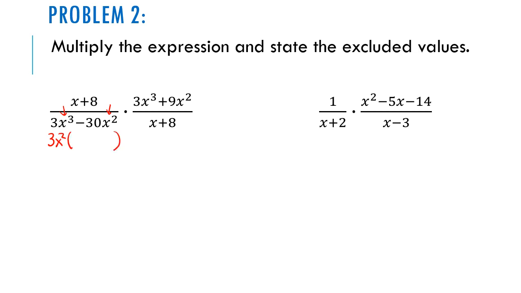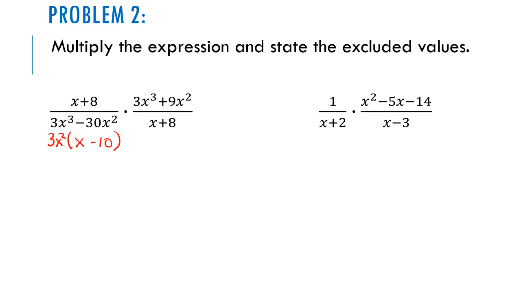From there, I just have to fill in my parentheses. So 3x squared times x would get me 3x to the third. 3x squared times negative 10 would get me negative 30x squared. So now that I've factored the bottom, I go to the next fraction.